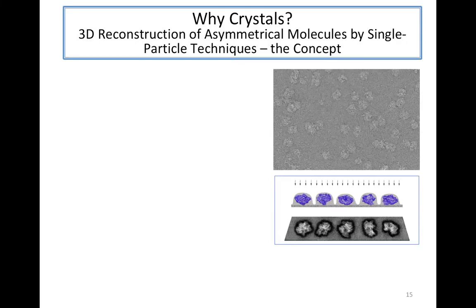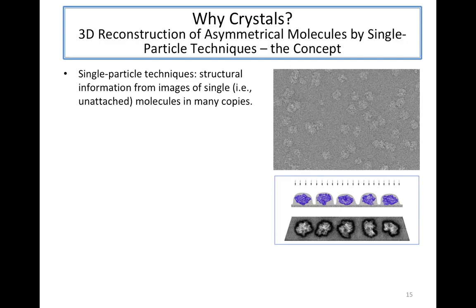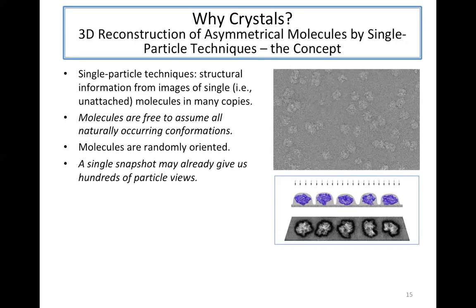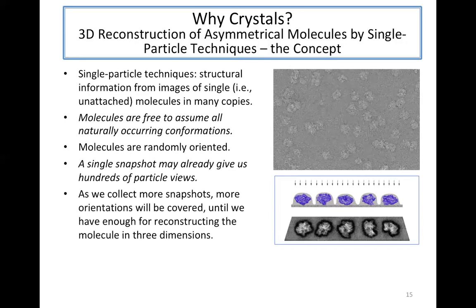So the information comes from images of single, which means unattached, molecules that exist in many copies. And the molecules are free to assume all naturally occurring conformations. Molecules are randomly oriented, so a single snapshot may already give us hundreds of particle views. And of course, hundreds of particle views are not sufficient. You just keep collecting and gradually fill the entire angular range. So that was the idea.